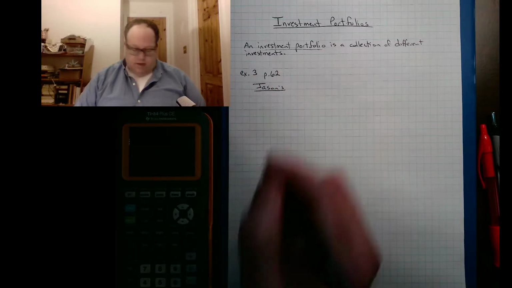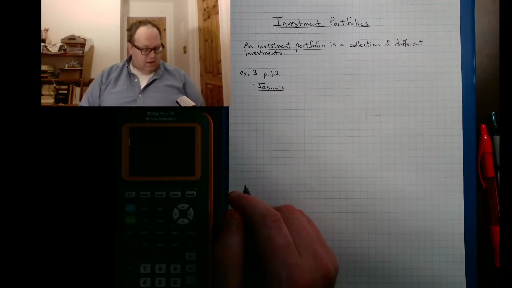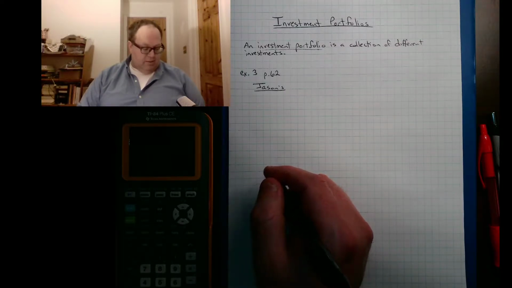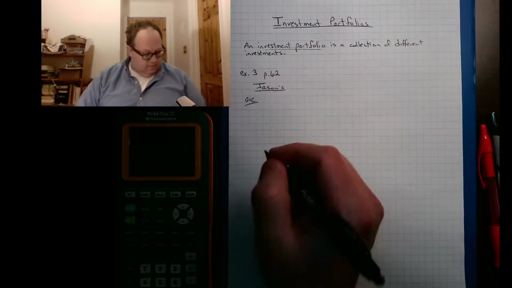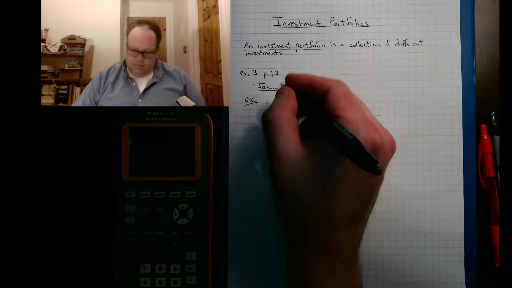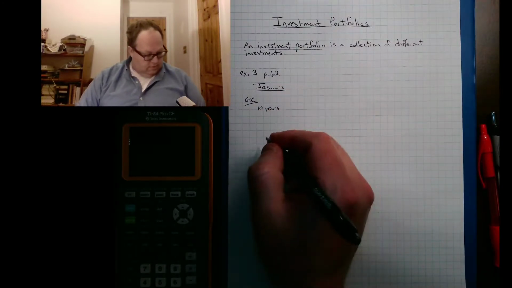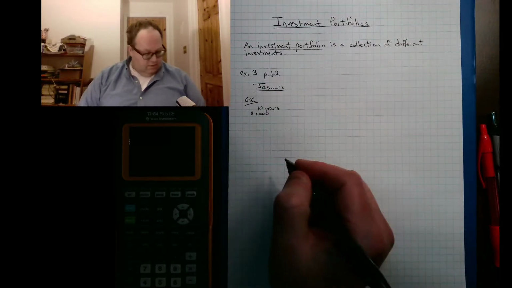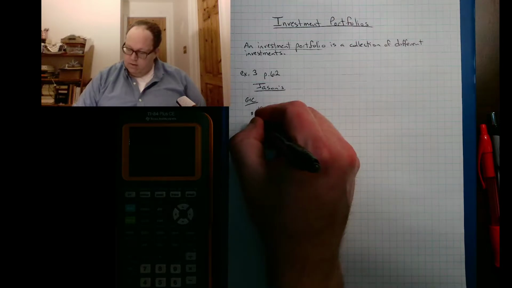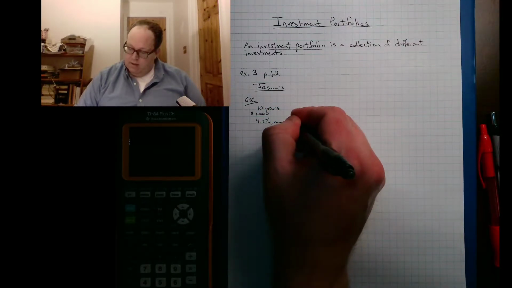Jason's portfolio. That has a 10-year $2,000 GIC that earns 4.2% compounded semi-annually. So he's got a GIC, which is running for 10 years. It's got a principal amount of $2,000, and it earns 4.2% compounded semi-annually.